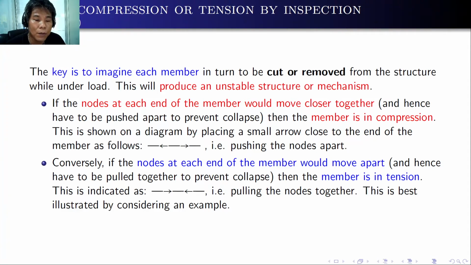Conversely, if the nodes at the ends of the member would move apart and hence have to be pulled together to prevent collapse, then the member is in tension. This is indicated by the arrow sign that is pulling the nodes together. This is best illustrated by considering an example.